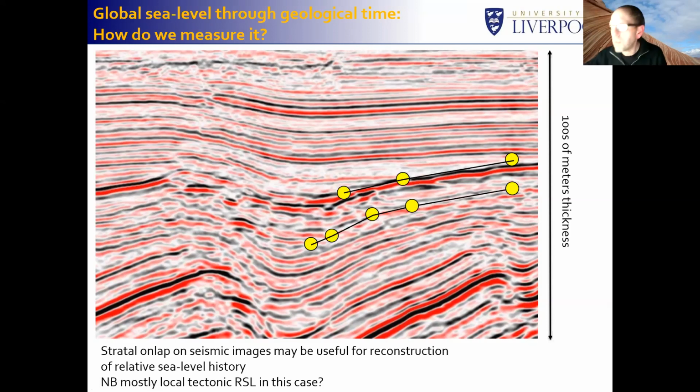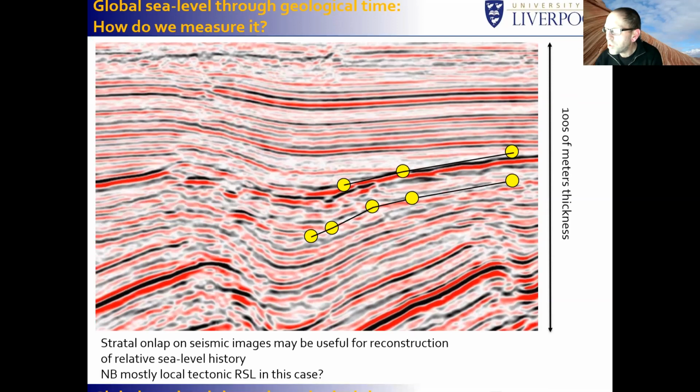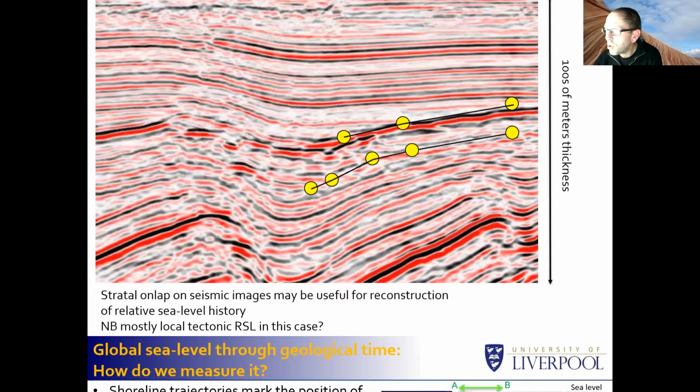I mean, that's a slight simplification. It's a bit more complicated than that in this particular case for various reasons that I won't go into, but it gives us an estimate, at least, of the relative sea level history in this particular basin. I don't even remember where this image came from, but wherever it is, this one is off the coast of Norway, I think.